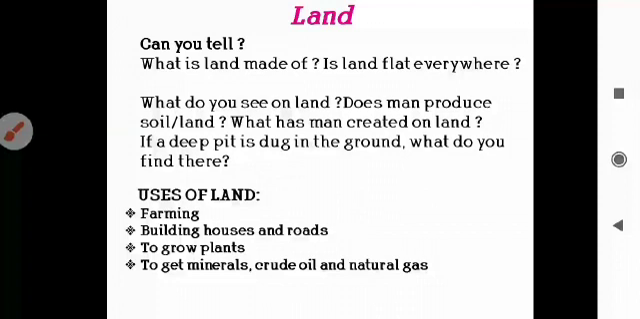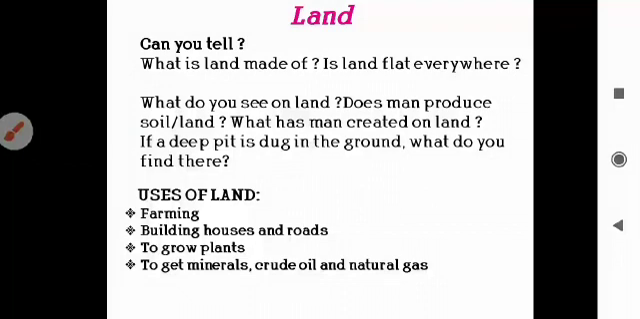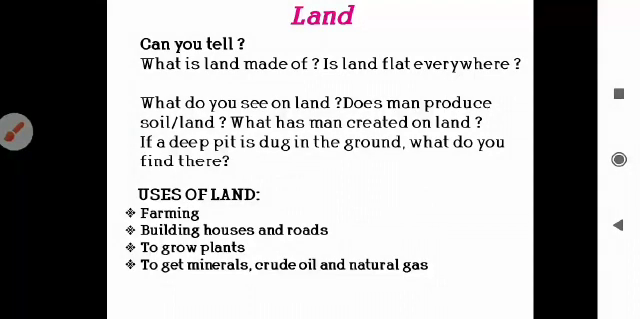Is land flat everywhere? No. Land is uneven. Somewhere we can see hills and mountains, and somewhere plains. What do you see on land? We can see soil, stones, plants, trees, houses, buildings, water bodies such as seas, oceans, rivers, lakes and ponds.